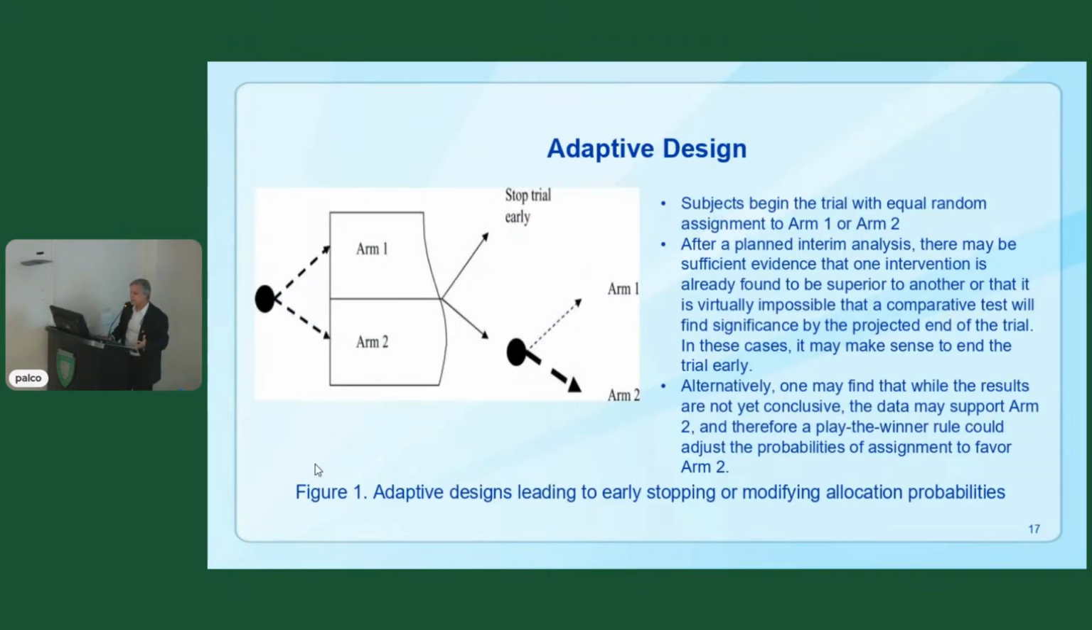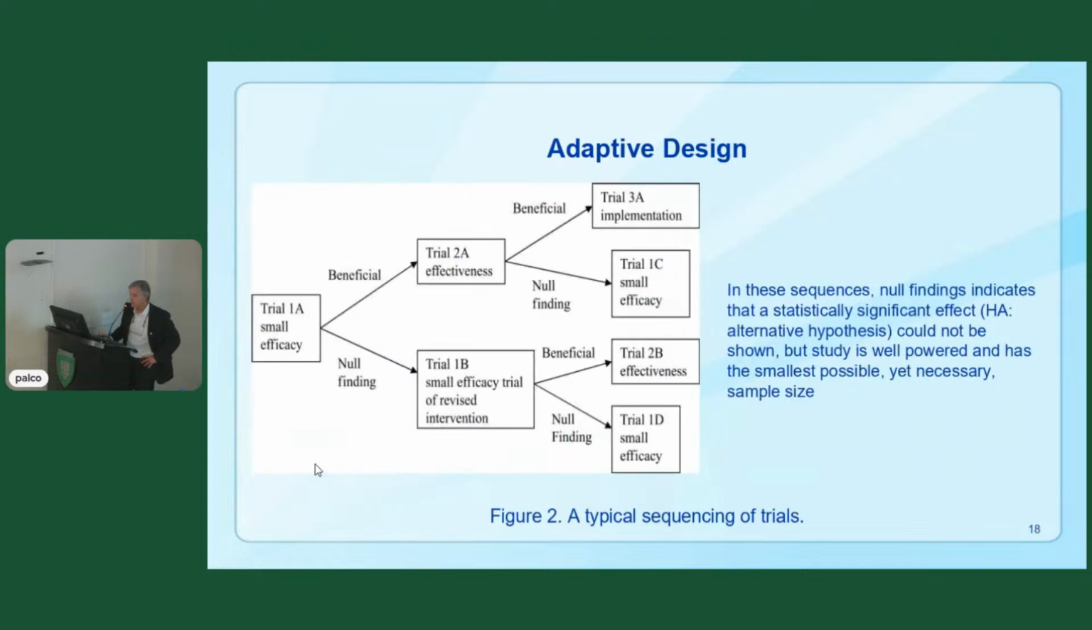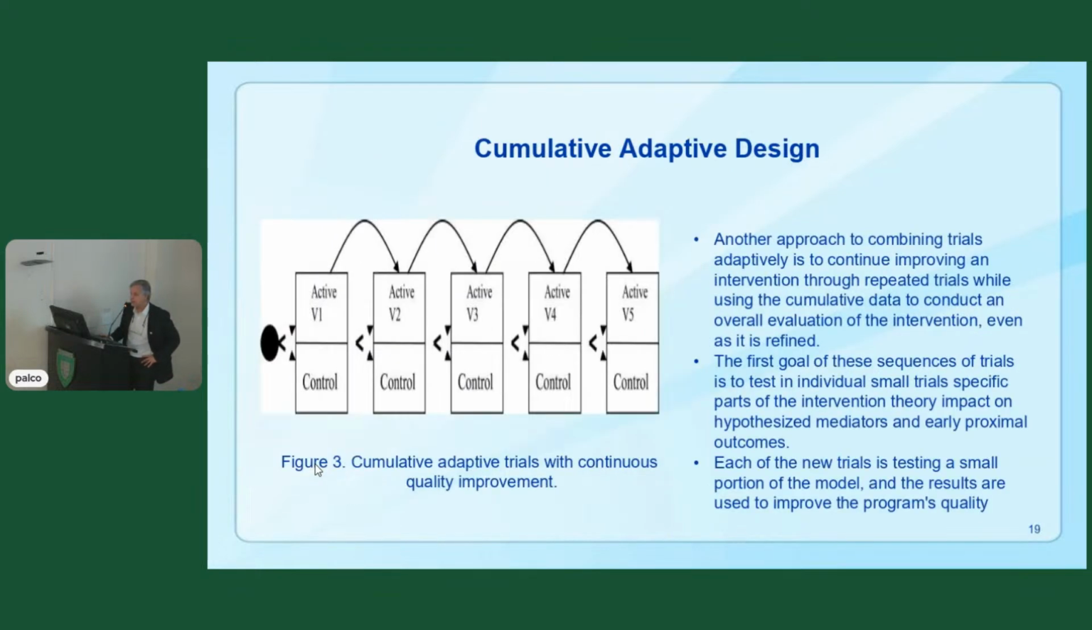Another adaptive design, I think I have too much of it, but arm 1, arm 2, stop trial early is a typical example of adaptive design. But then the arm 1, you stop, but you continue here with another trial just for the people who are in a different arm. Okay, so you start it again.